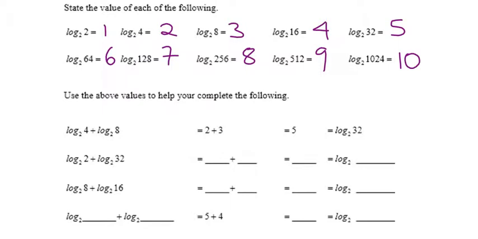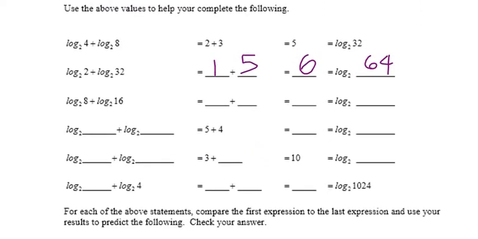Do the next one together, you can do the rest. So log base 2 of 2 plus log base 2 of 32. Log base 2 of 2 is? Log base 2 of 32 is? 1 plus 5 is 6. And the log base 2 of what is equal to 6? Log base 2 of 64. Okay, take a moment, fill in the rest.